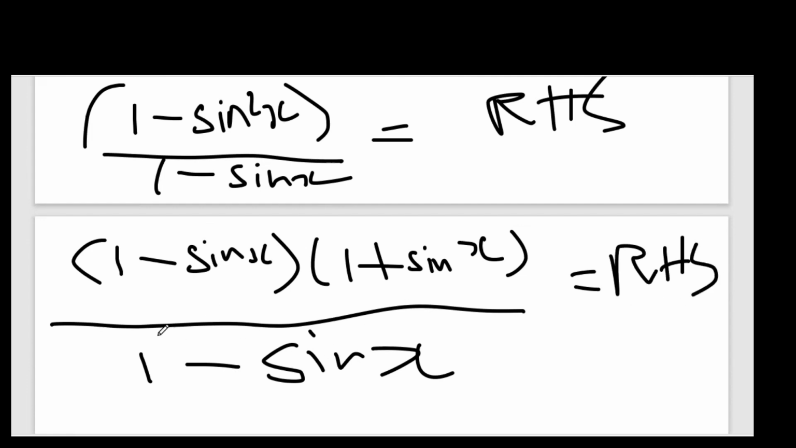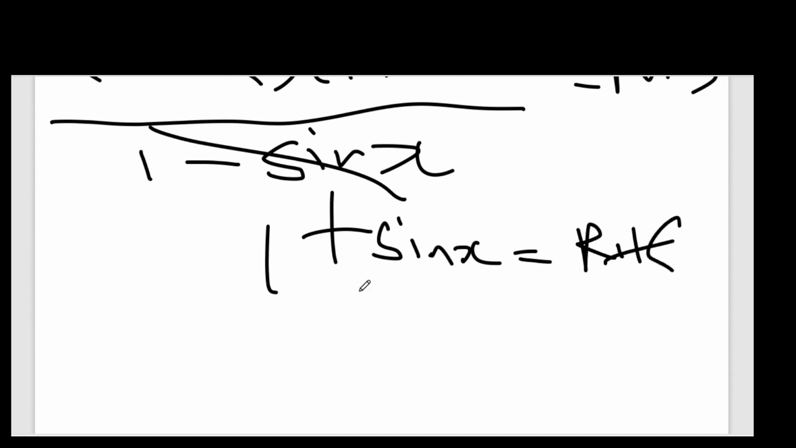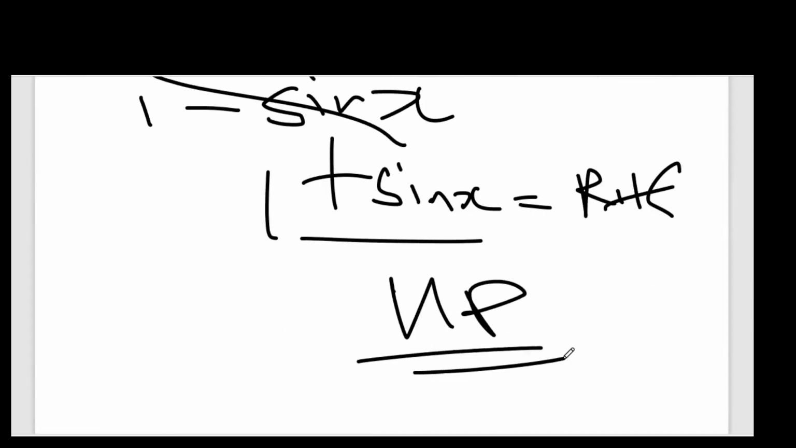You can see that the 1 minus sin x and the 1 minus sin x cancel. Then I'll just remain with 1 plus sin x, which equals the right-hand side, and this is exactly what we wanted to find here. So hence proved. Okay, let's look at the last question on the identities.